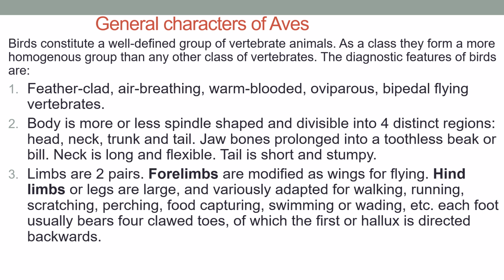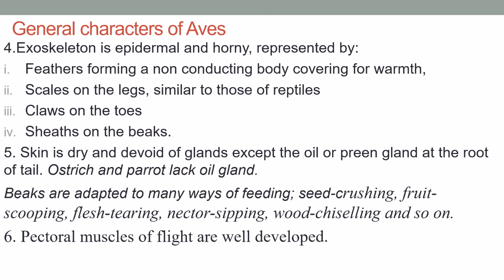The limbs are two pairs. The forelimbs are modified as wings for flying. The hind limbs or legs are large and variously adapted for walking, running, scratching, perching, food capturing, swimming or wading, etc. Each foot usually bears four clawed toes, of which the first one, that is the hallux, is directed backwards.